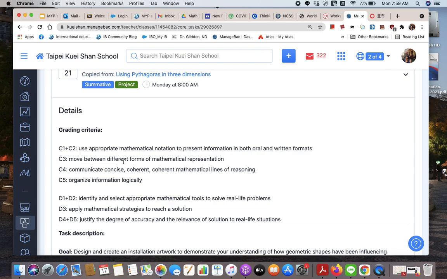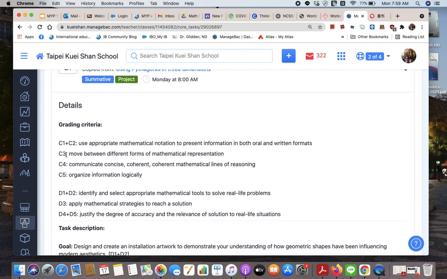So we look at C1 and C2, use appropriate mathematical notation to present information in both oral and written format. I'll be talking about why there's an oral component in this project, okay? But mathematical notation here, since we're dealing with geometry, you want to visualize the project, all right? Okay, and then C3 will be talking about, or you'll be working on moving between different forms of mathematical representation. So here, different forms could be, for example, if you have visualized presentation, if you have a triangle, can you use equations to explain the triangle as well? That would be one form of moving between different representations.